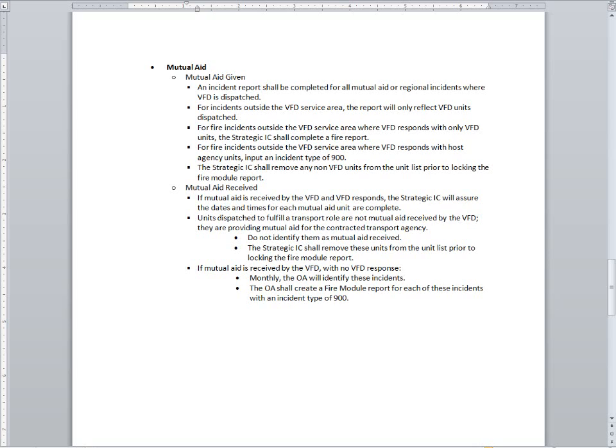So that's really the particulars about mutual aid. Again, we're hitting some policy and clarification points because we're trying to tighten up our reporting methodology as we're implementing the new RMS system, ESO Solutions. Thank you.